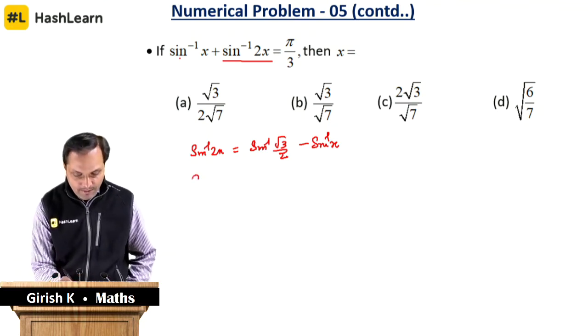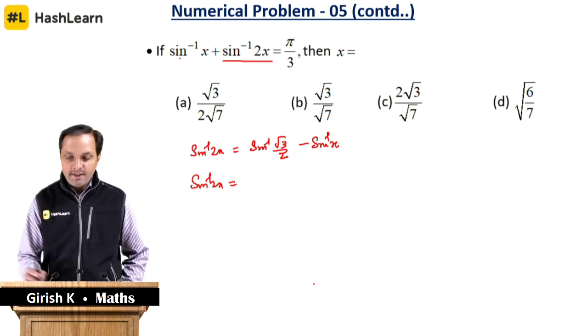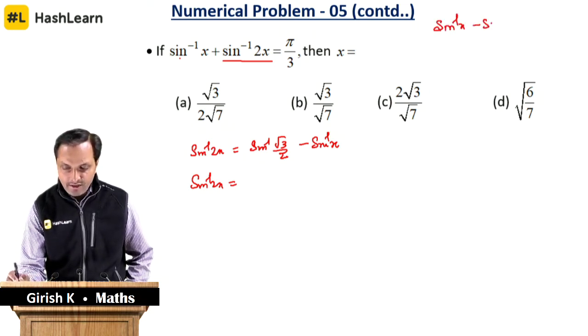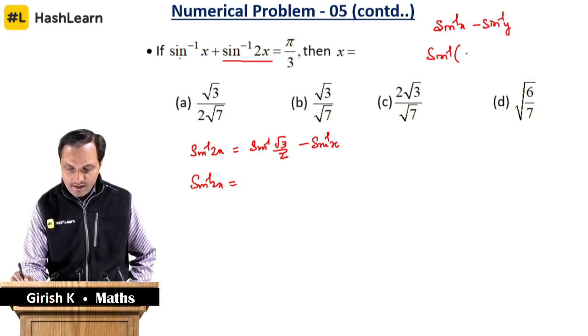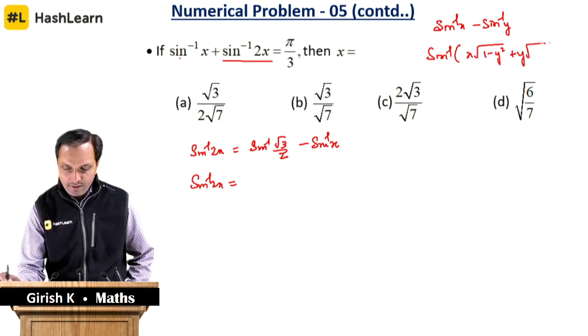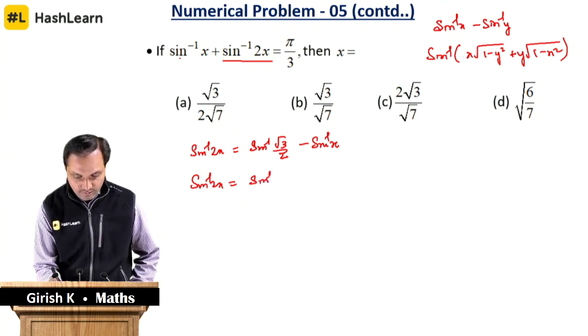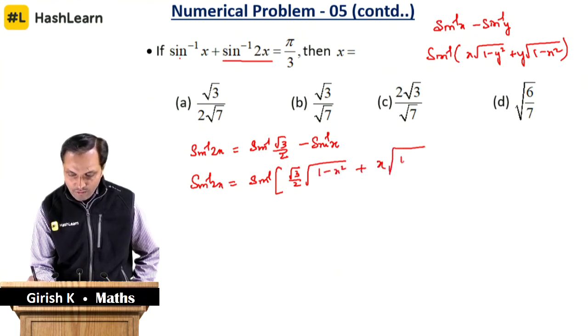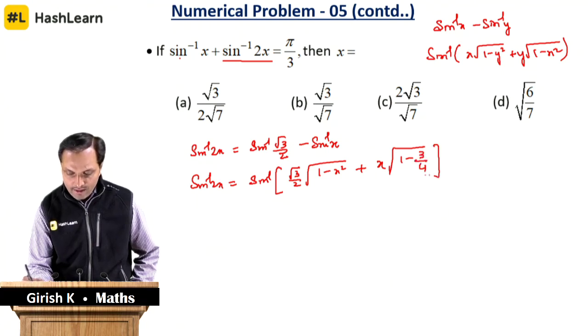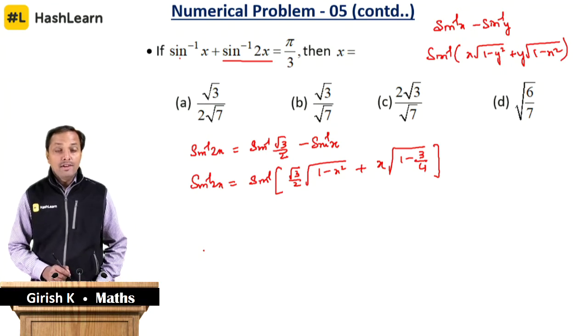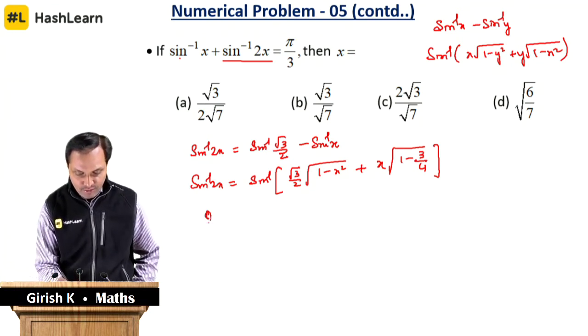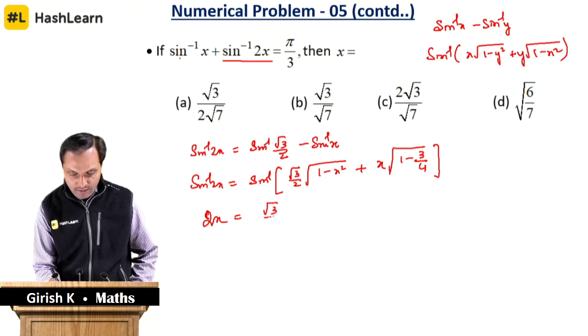At this stage I am going to apply the formula for sin inverse x minus sin inverse y. You know the formula: sin inverse x minus sin inverse y is sin inverse of x root 1 minus y square plus y root 1 minus x square. If you use that, x root 1 minus y square plus y root 1 minus x square will be 3 by 4. Once you do the simplification, you can cancel sin inverse on both sides, and you can write 2x is equal to root 3 by 2 root 1 minus x square plus x. 3 by 4 minus 1 is 3, that is 1 by 2.